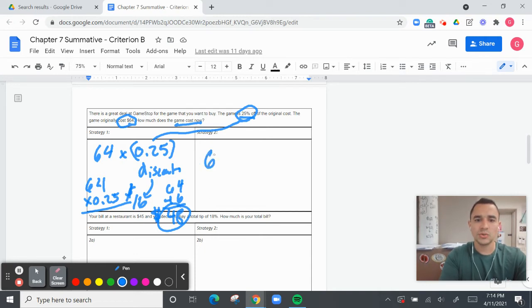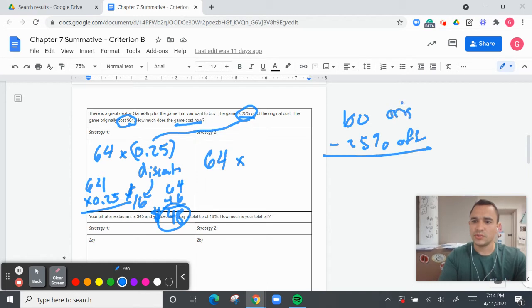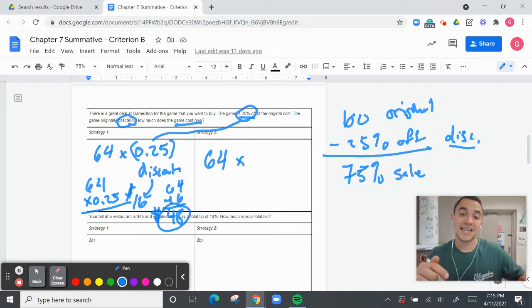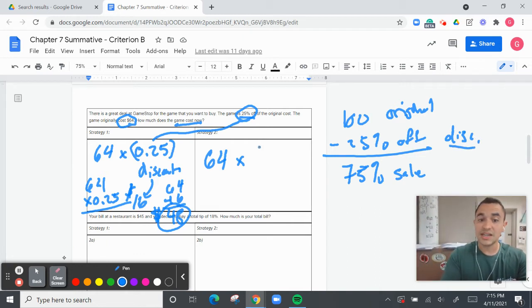And then you can do it a different way too. 64 times, well, if you know the discount is taking off 25%, and here's the original, then you know that the total is going to be the sale price. And I've done this before in class too and on videos. You take 100%, subtract your discount, right? This is our discount. And then you get our 75% sale. So you can do $64 times 75%. And that should still get you $48.